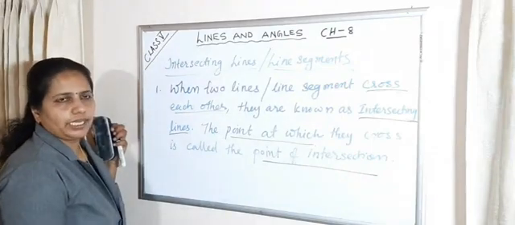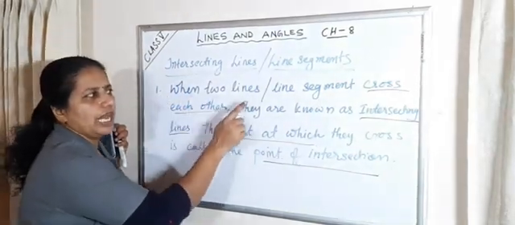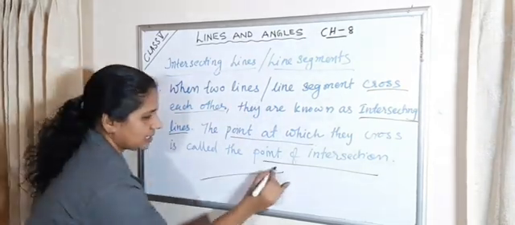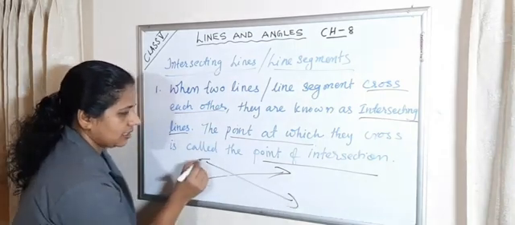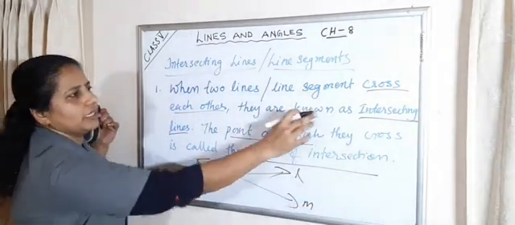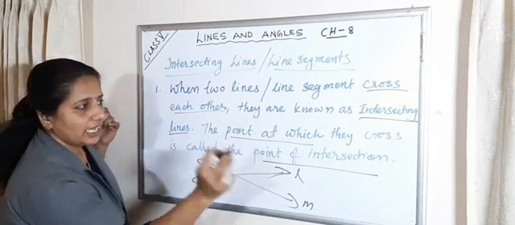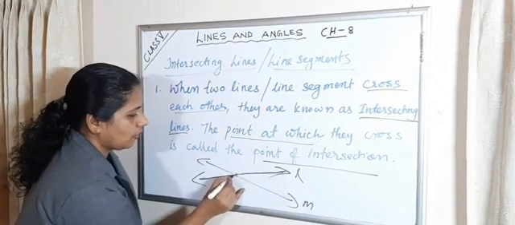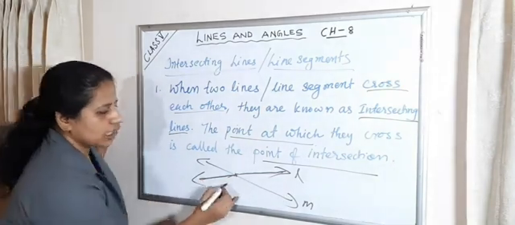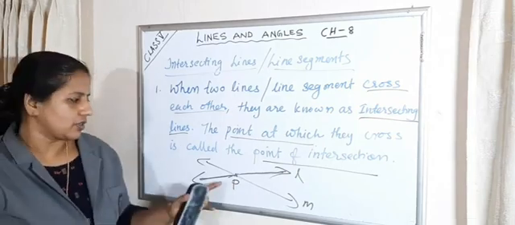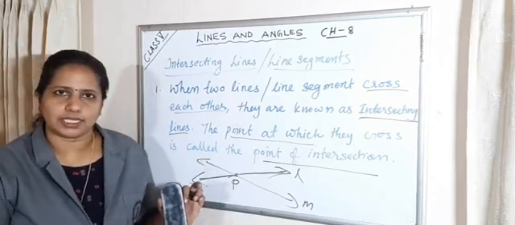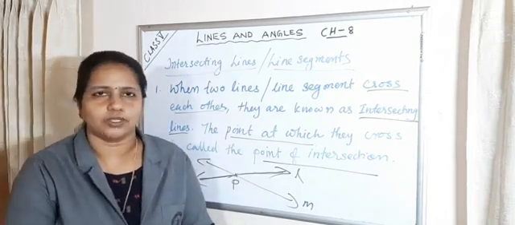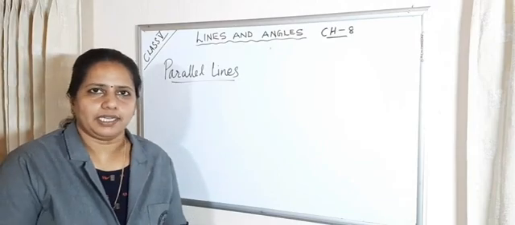Now take your notebook and write: when two lines or line segments cross each other, they are known as intersecting lines. The point at which they cross is called the point of intersection. Here P is the point of intersection, or you can represent it using any alphabets. Okay. Next one, parallel lines.